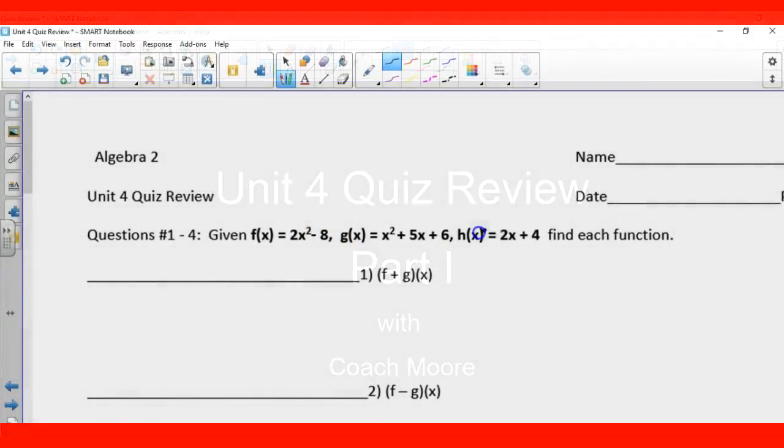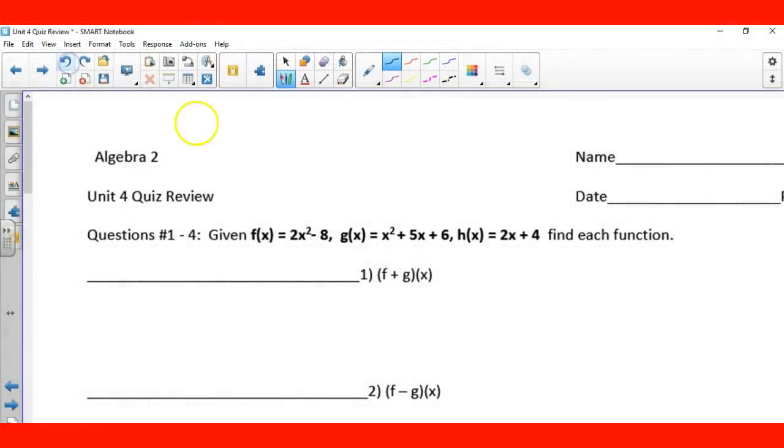Right here, we have three functions, and we need to evaluate them for the operation sign present. This first one is the function f plus g. We're going to take f and g and add those together. So we have the function f, and we're going to add that plus g, the function of g.